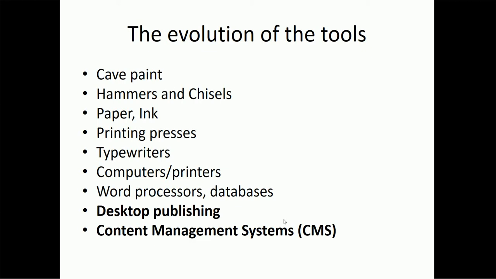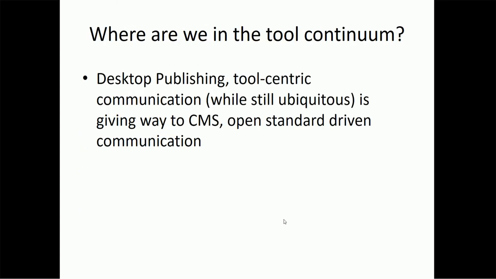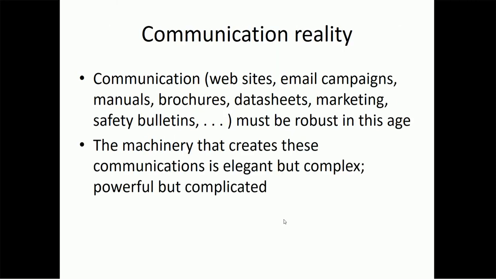Communication tools, that is, cave paint, hammers and chisels, paper and ink, printing presses, typewriters, computers and printers, word processors and databases, desktop publishing, and content management systems. So where are we now in that tool continuum? Desktop publishing and tool-centric communications, while still ubiquitous, is giving way to content management systems, open standard-driven communication. So what about the communication reality?